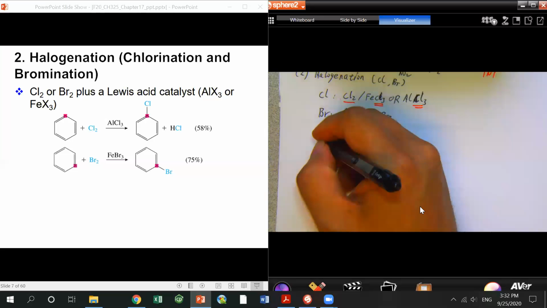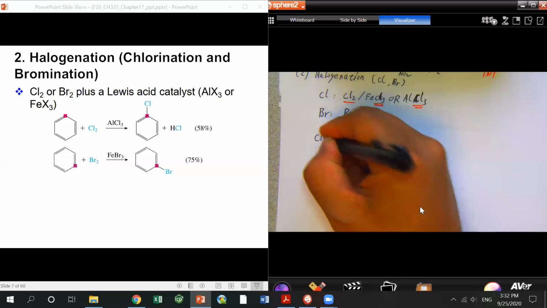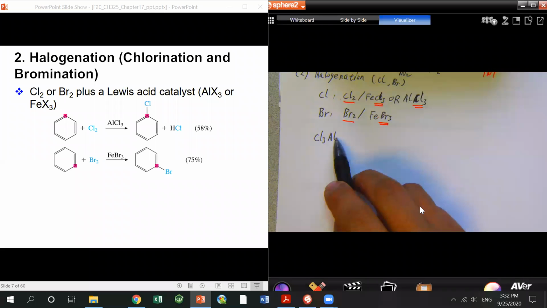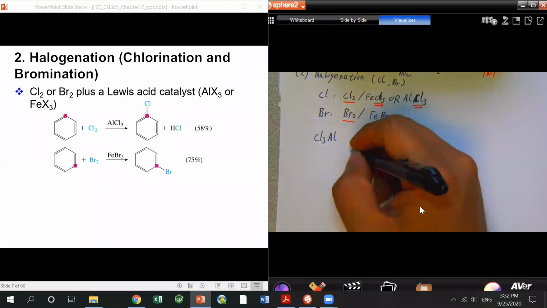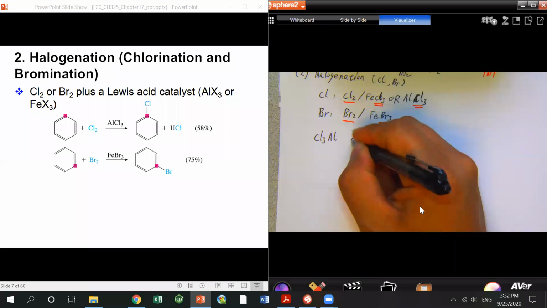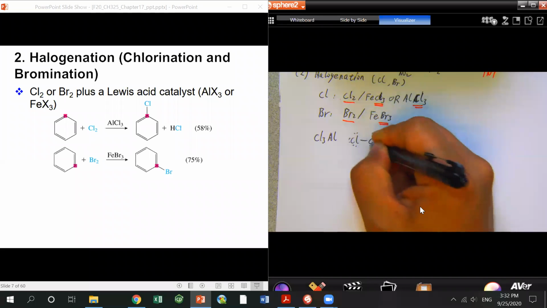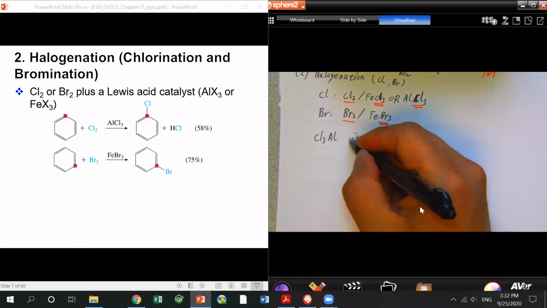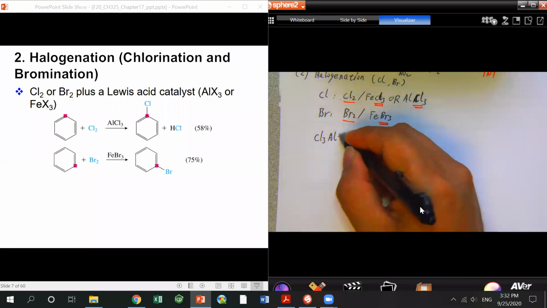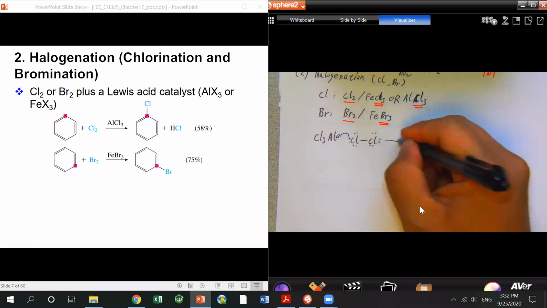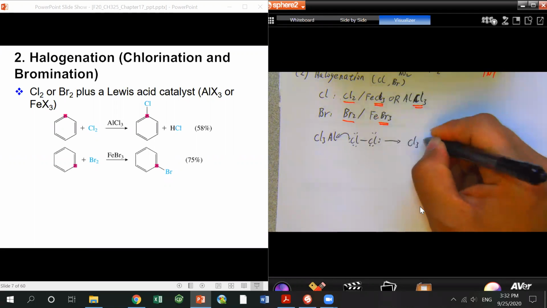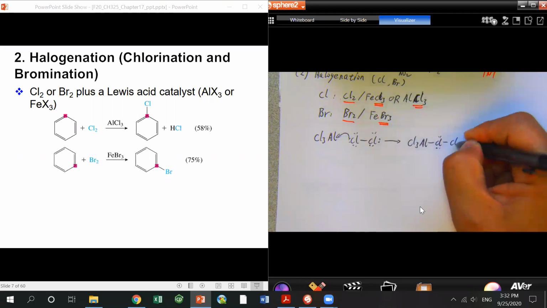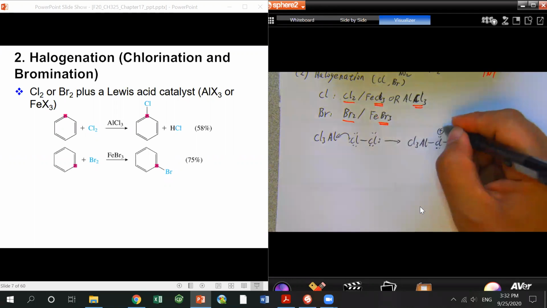For example, here is the aluminum chloride case. I just reverse it a little bit, so I put the Cl3 before the Al. And then we have the chlorine molecule coming in. Why do we have to use this Lewis acid? Because it has an empty p orbital, and the lone pair electrons in the chlorine can fill the empty p orbital on the aluminum. Then we have a positive charge here and a negative charge here.